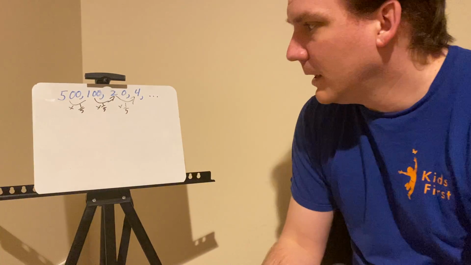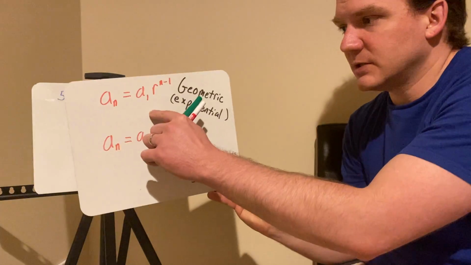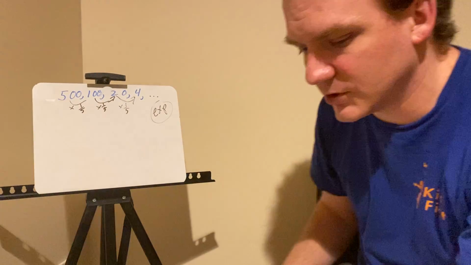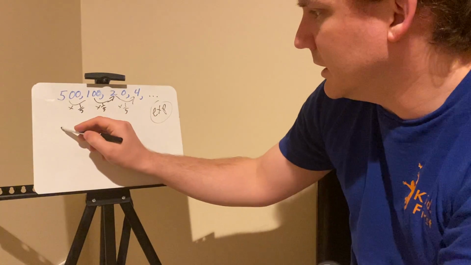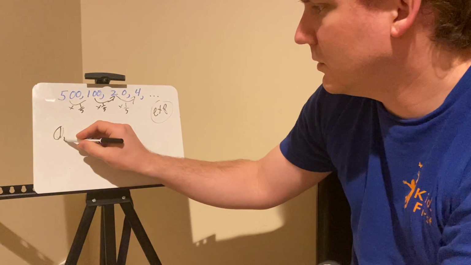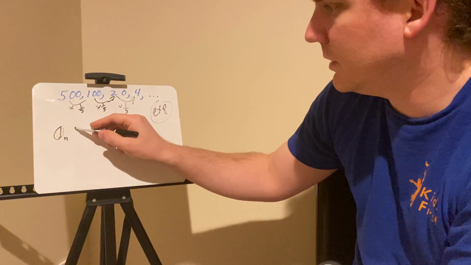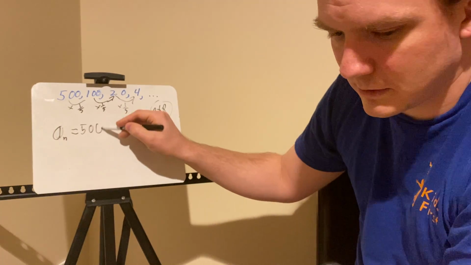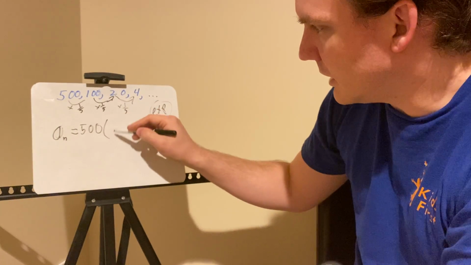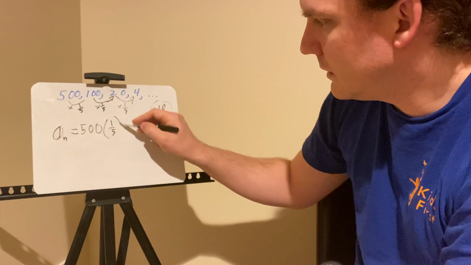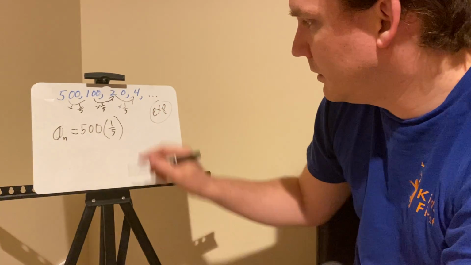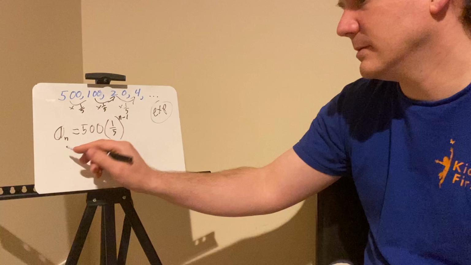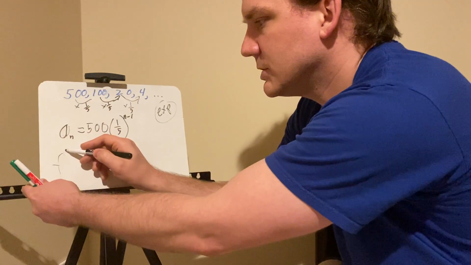Now I go back here to this geometric, so I'm dealing with exponential. I'm going to have an exponential function. I've identified that. It's exponential, not linear. And I can write the equation as a sub n, or I could write it as f of x, just like I showed you with the linear one. A sub n equals a sub 1, so my first term is 500, times r, the common ratio is 1/5, to the n minus 1. And that's my equation.